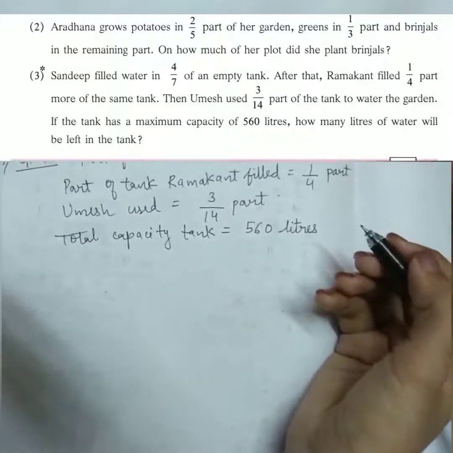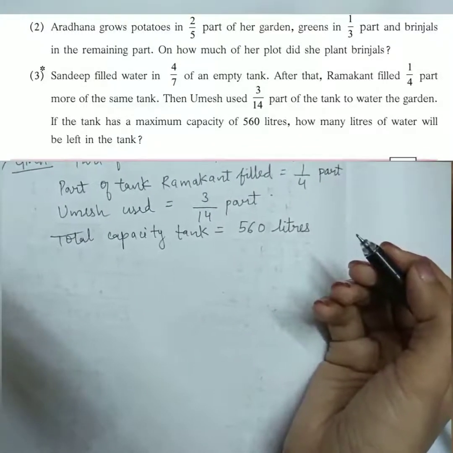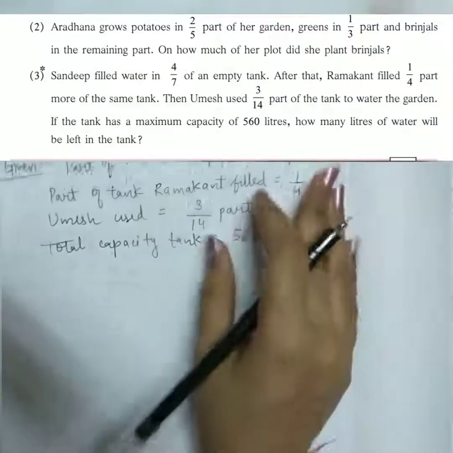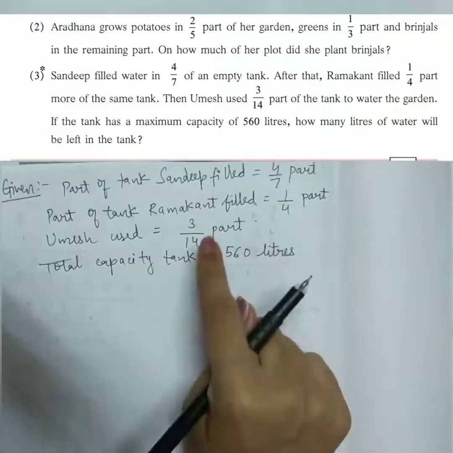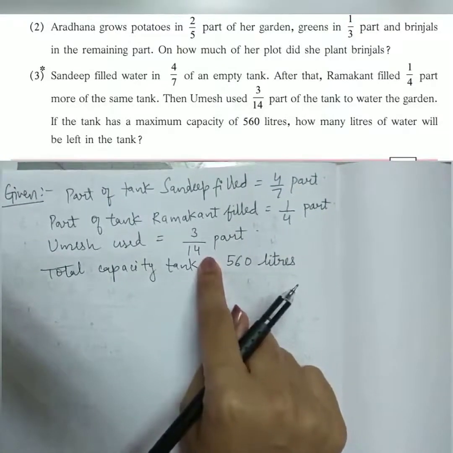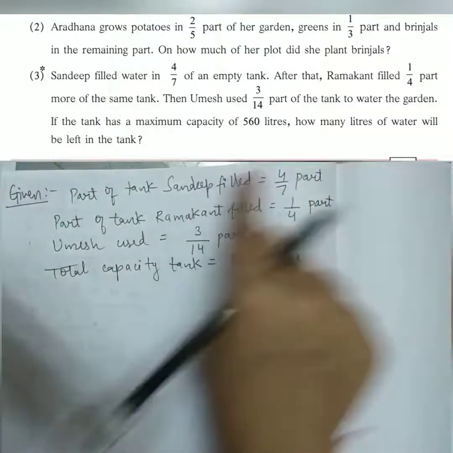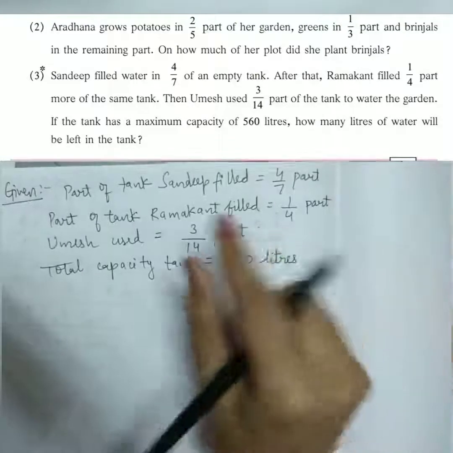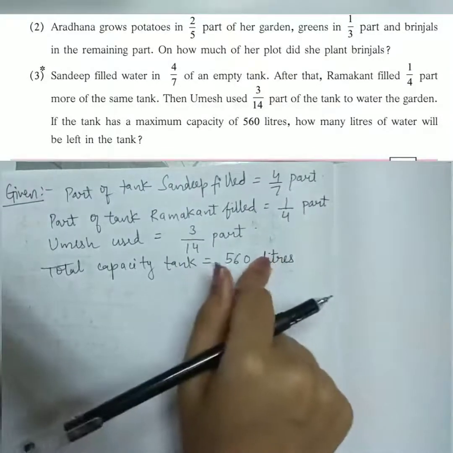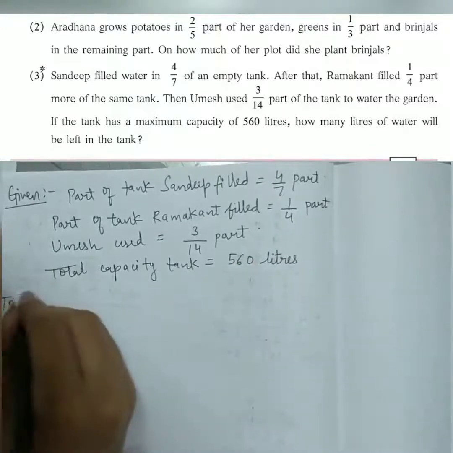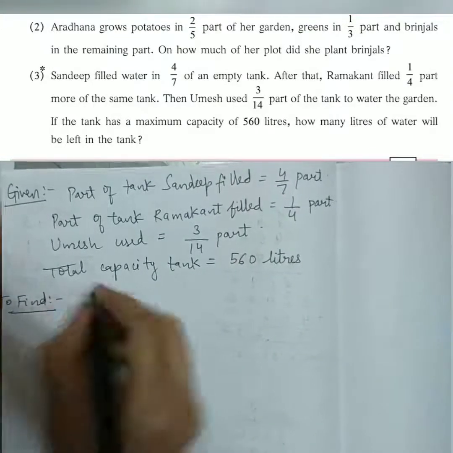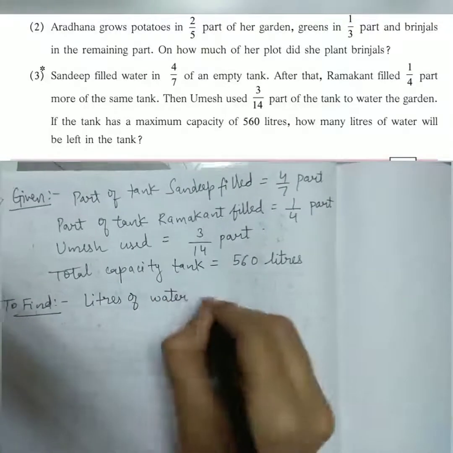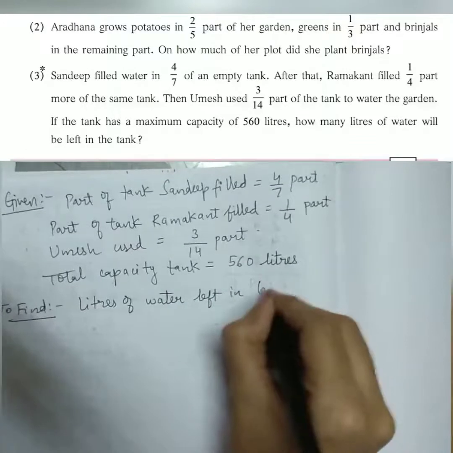Now what do we have to find? We have to find how many liters of water will be left in the tank. Our final answer should be in terms of liters and not in terms of fraction. So first we have to find the part of water left, and that part we have to convert into liters. So we have to find liters of water left in the tank.